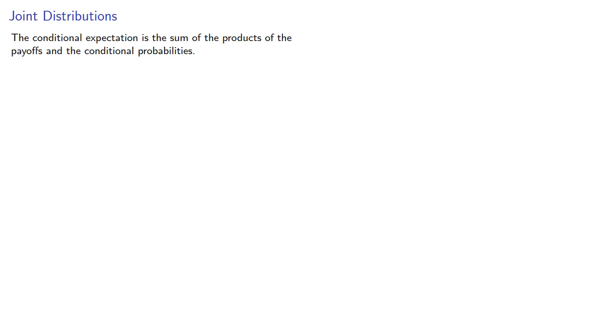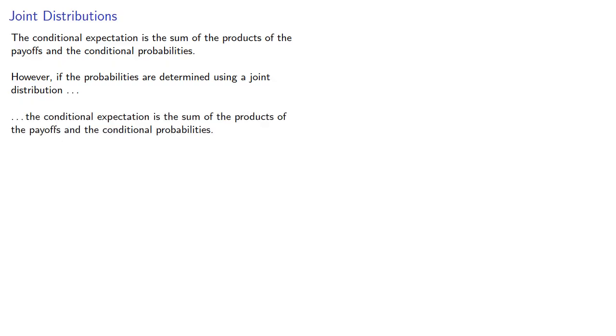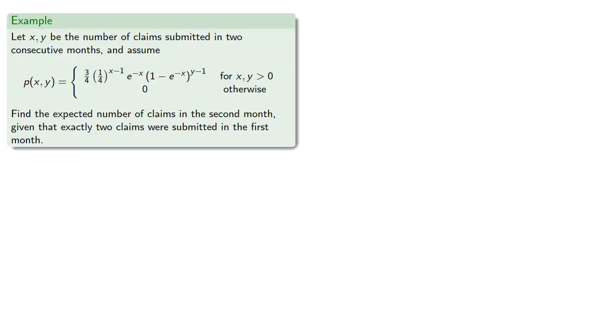The conditional expectation is the sum of the products of the payoffs and the conditional probabilities. However, if the probabilities are determined using a joint distribution, the conditional expectation is the sum of the products of the payoffs and the conditional probabilities. For example, let X and Y be the number of claims submitted in 2 consecutive months and assume our joint probability distribution looks like this. Let's find the expected number of claims in the second month given that exactly 2 claims were submitted in the first month.